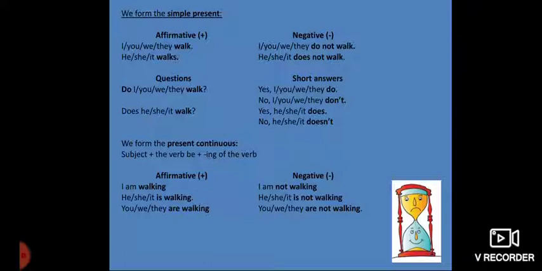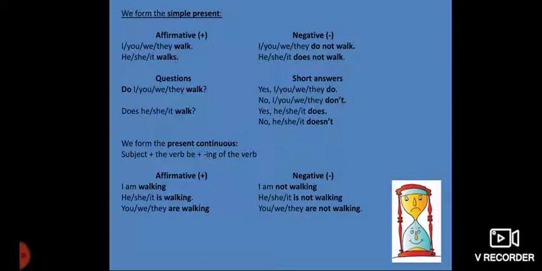We form the simple present for the affirmative sentences and the negative sentences. In the affirmative sentence, we start with a subject, I, you, we, they, or he, she, it. We add only s to the verb when we use the subjects he, she, or it. When I use I, you, they, we, I do not add anything to the verb. I use the verb as it is. In the negative, I use do not. Like I walk, I do not walk. She walks, she does not walk. We have do and does, or don't and doesn't.